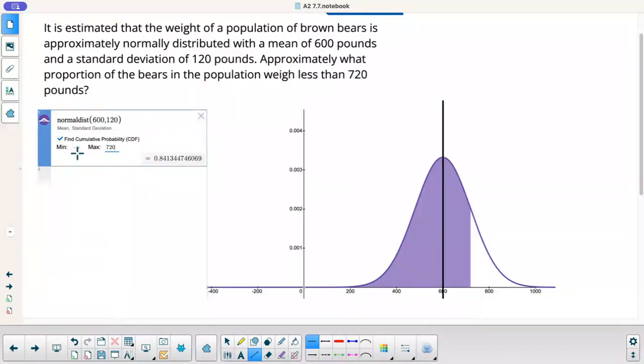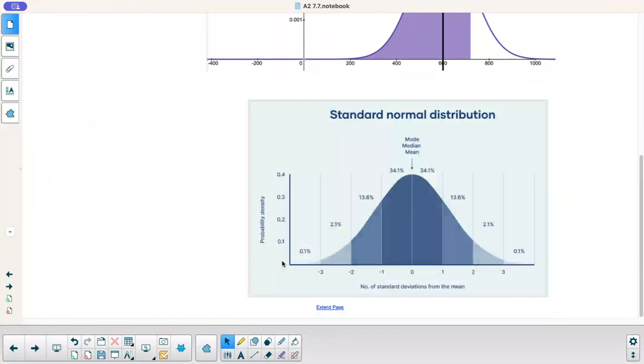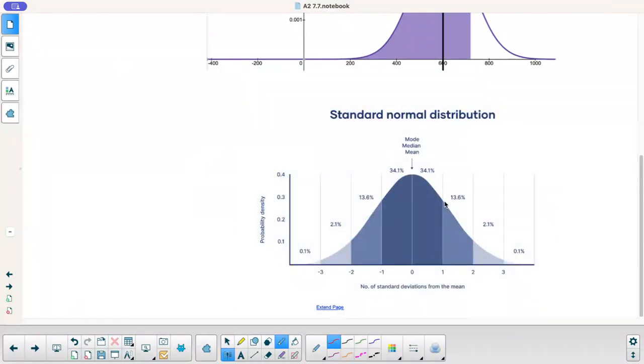So I put my min as negative infinity, or you could do 0 here, and then my max is 720. And right there we get our answer: 0.8413. It says what proportion, it doesn't say percent. And again, back to what we were just talking about in the synthesis, it's going to be really from here, this line.